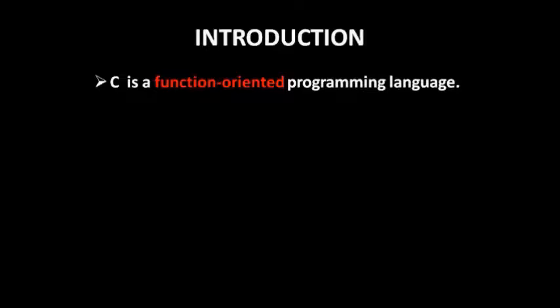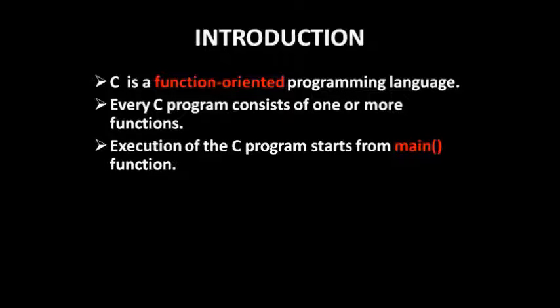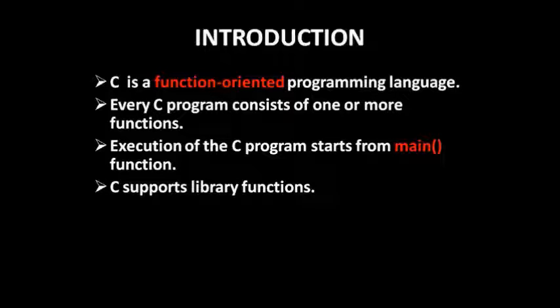a C program. As I told you in the first tutorial, C is a function-oriented programming language, and every C program consists of one or more functions. Execution of the C program starts from the main function. So every C program must have a main function.